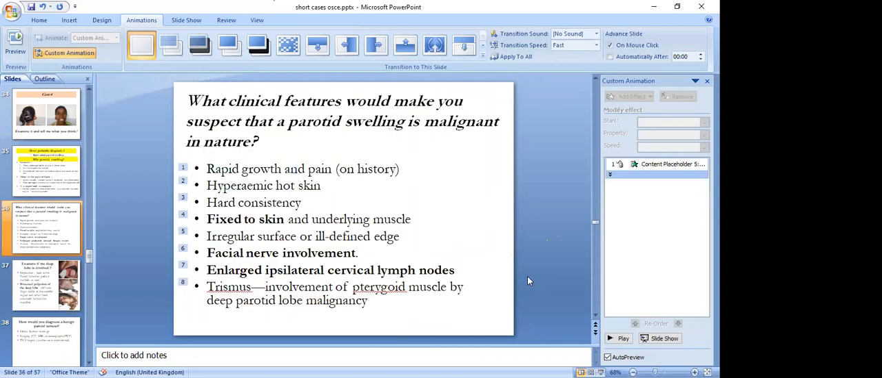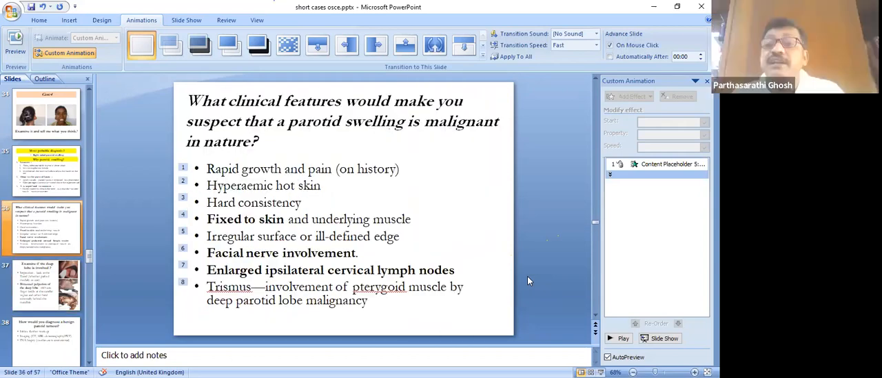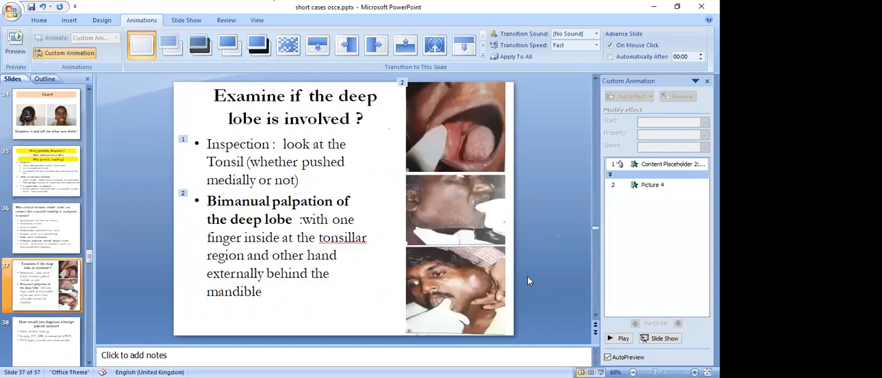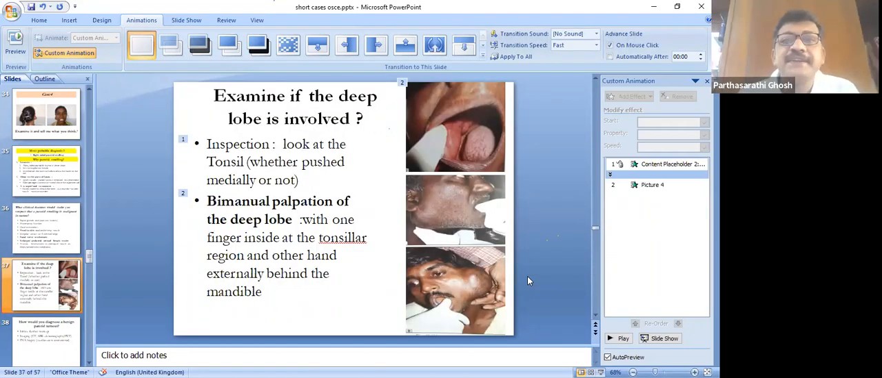Now, how to look for whether the deep lobe is involved or enlarged or not? Sir, on inspection, the tonsillar fossa will be displaced medially. Yes. Then by digital palpation, we can palpate the deep lobe. Very good. So not going into that.